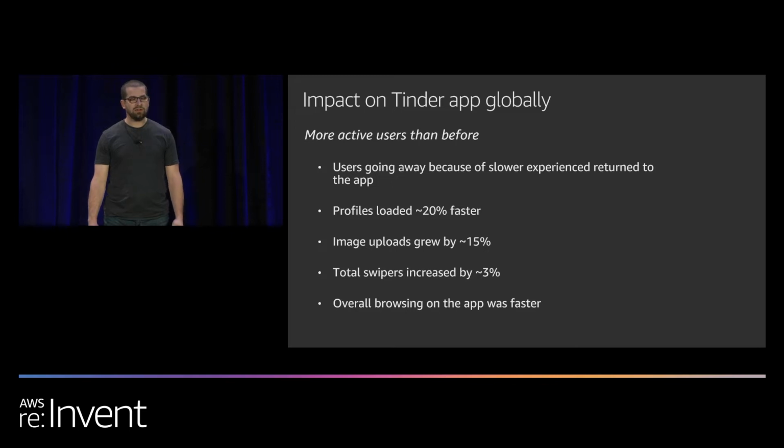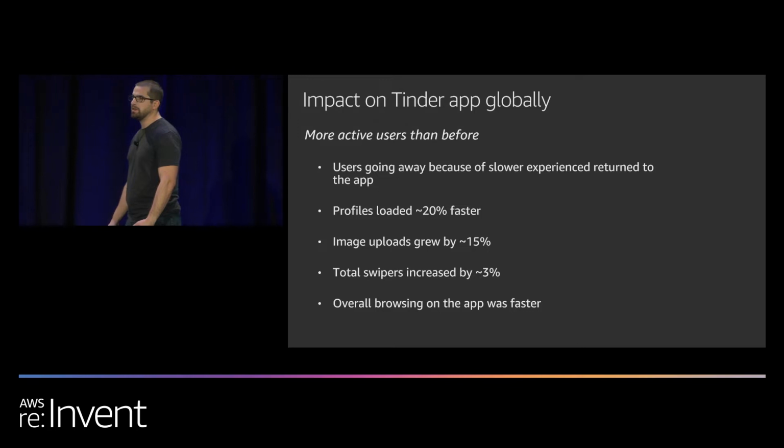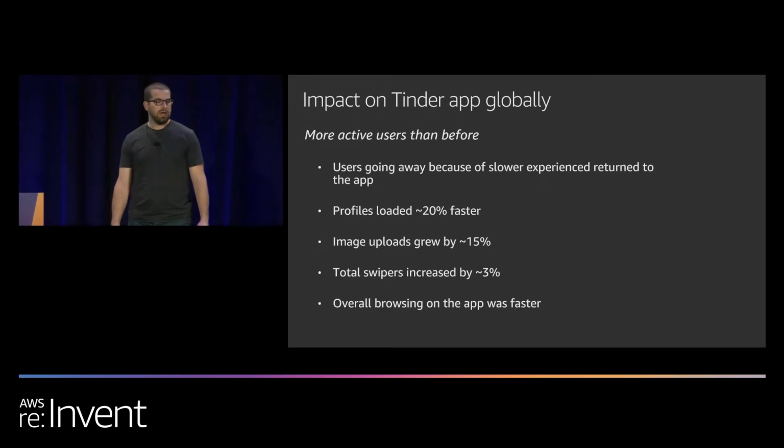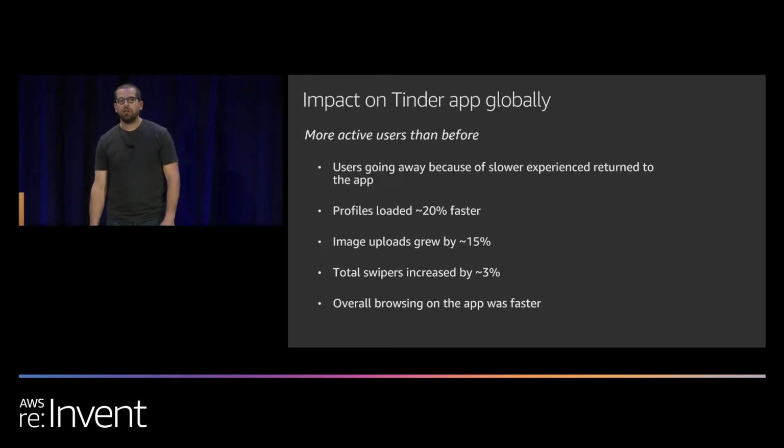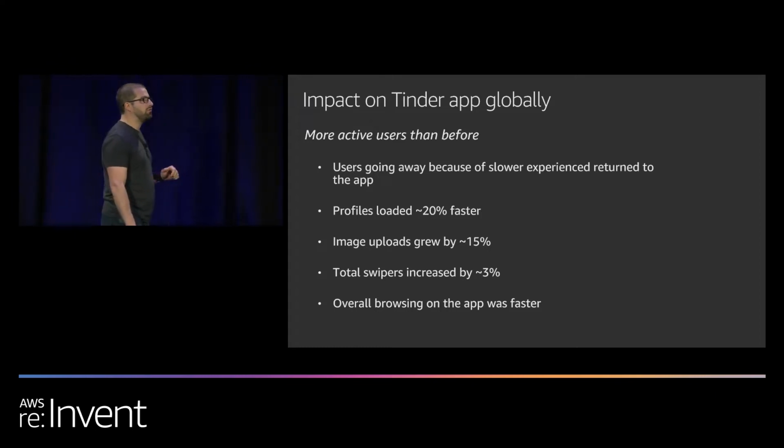Profiles are loading 20% faster, and we're also increasing activity on the application. Image uploads grew by 15%. Total swipes, which is left and right swipes, increased by 3%. And of course, overall browsing on the app was faster.